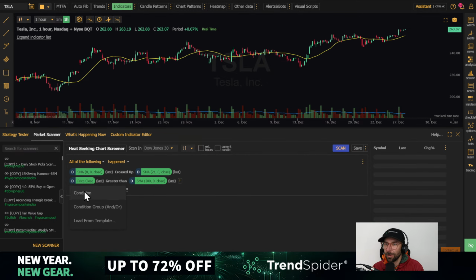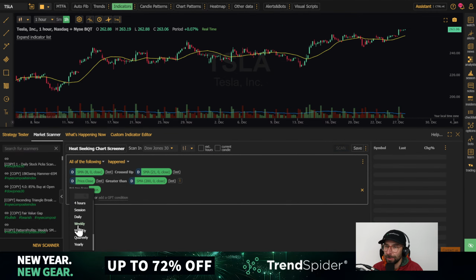And let's define one more thing. Let's say price close greater than price close, actually, we'll say high yesterday. So we're saying that the 8 is crossing up on the 21, the close today is greater than the 200, so the current price is above the 200 SMA, and also we are currently above yesterday's high. These are the three things we're looking for, and we want all of them to be true.